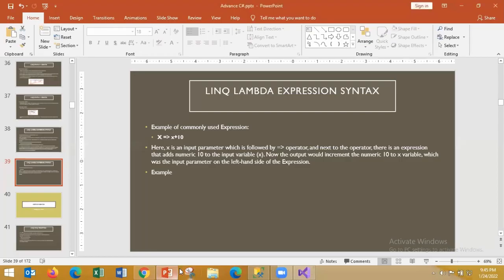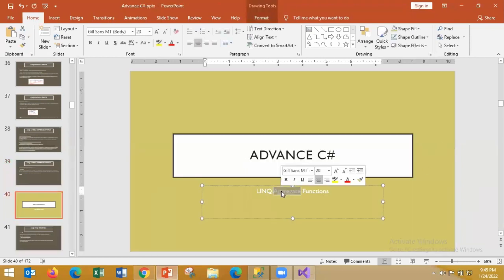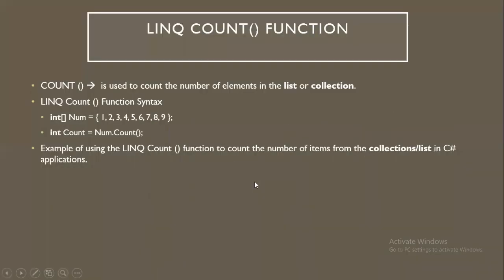All right, let's go further. Now we'll see some aggregate functions of LINQ. These are built-in functions, so you don't have to worry about remembering them. The slides are more than enough for you. I'll give you the slides and all the codes. So we have something called the Count function. The Count function is used to count the number of elements in a list or collection. For example, you have an integer array which has 9 items. The Count method is going to count the number of items. So let's see an example of this. It's very easy.